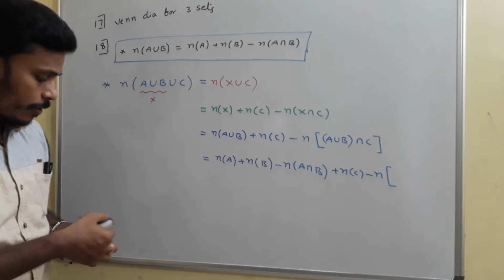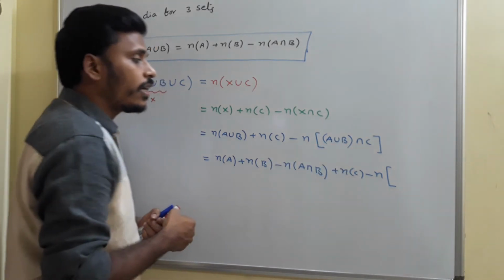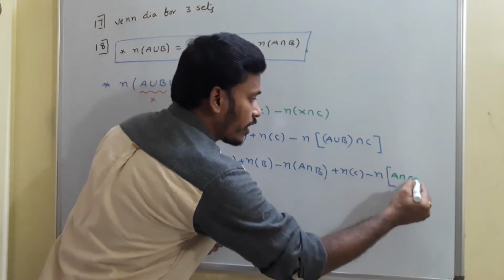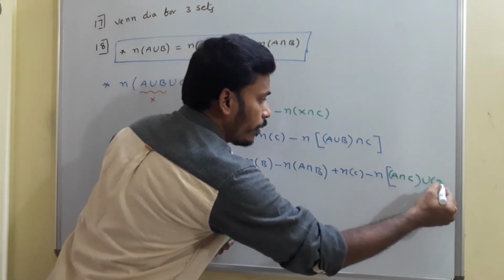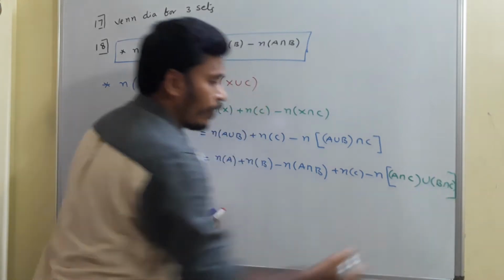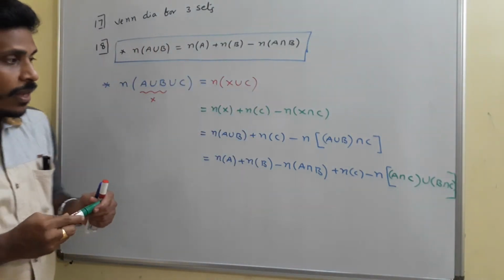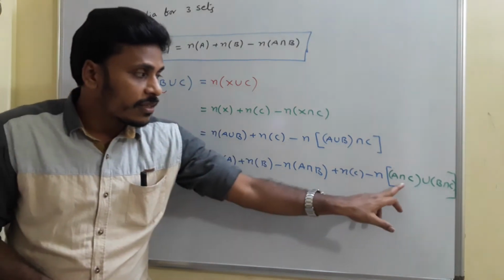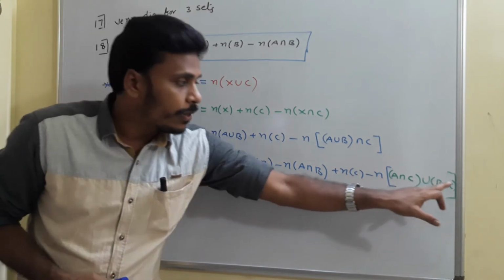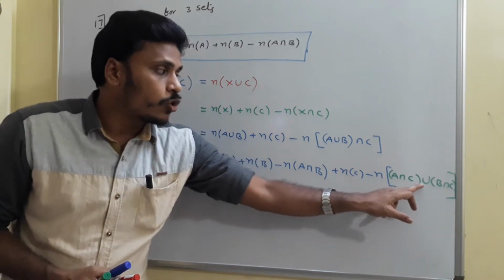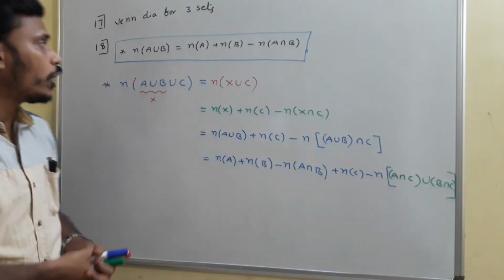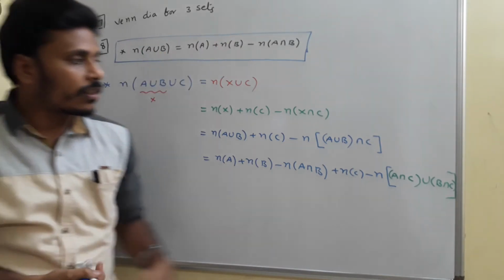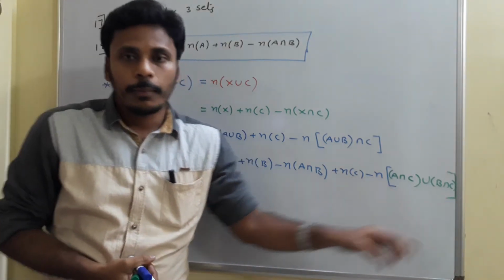Here we need to use the distributive law. This A union B intersection C can be written as A intersection C union B intersection C. Everybody just pay your attention here. n of A intersection C union B intersection C. In the sense that A intersection C is one set, B intersection C is another set, and there is a union in between those two. So again you need to apply this rule for n of A union B to the sets A intersection C and B intersection C.